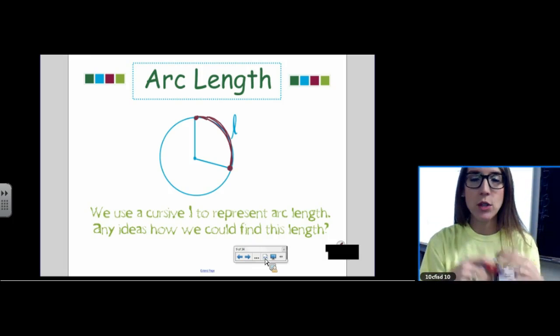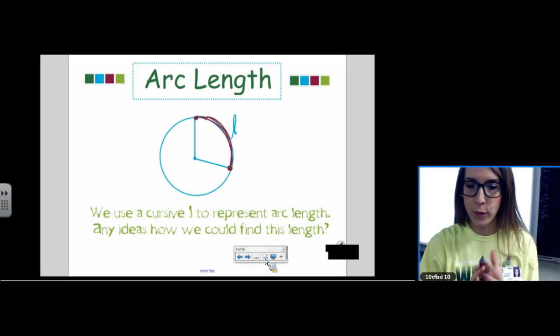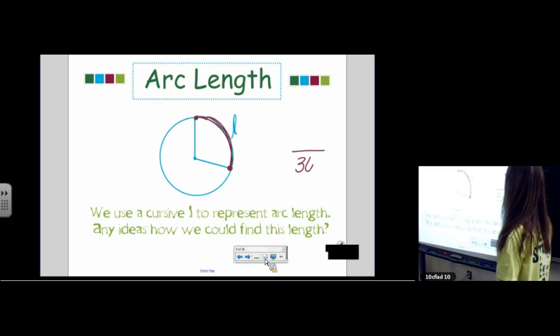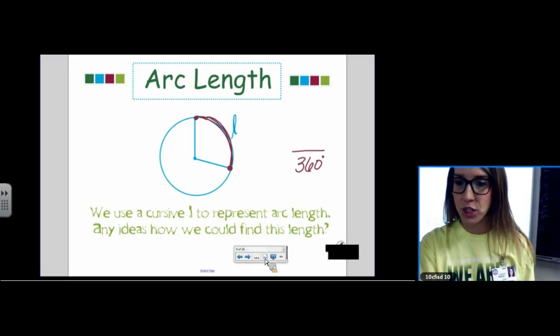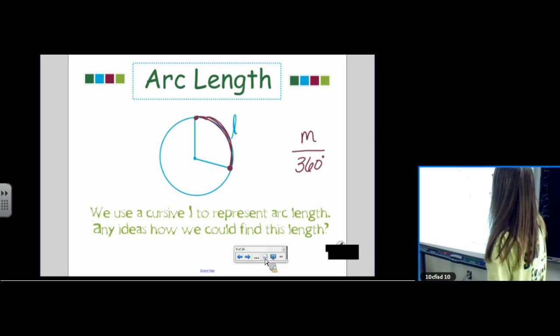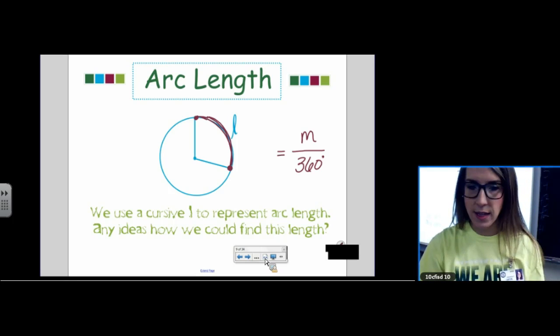Now, when we do degrees, what is that always out of? How many degrees if we go full circle? 360. Okay, so I know that the measure of my arc, I'm going to do M for measure, the degree measure of my arc, is always going to be a portion of 360.